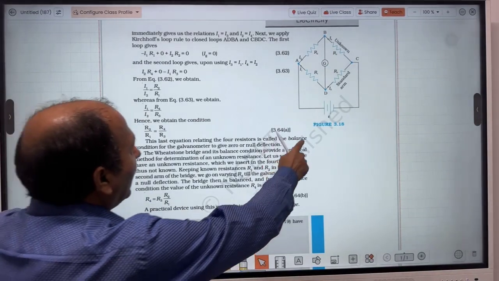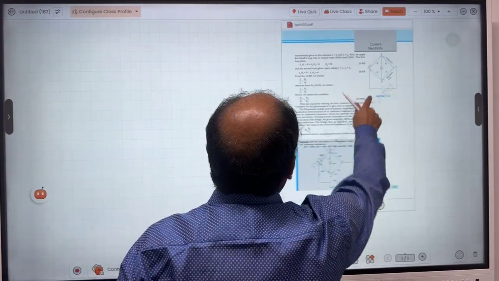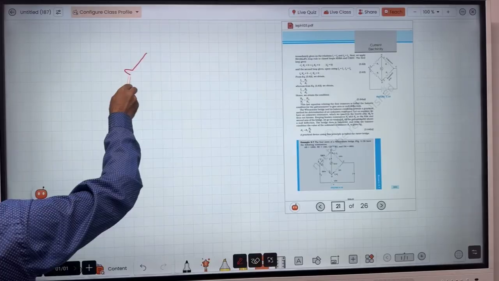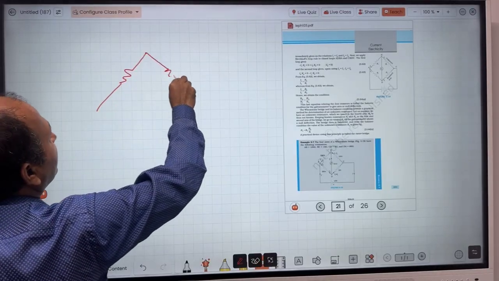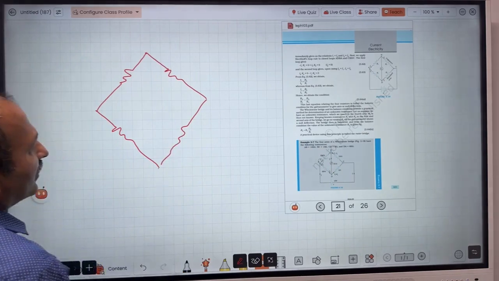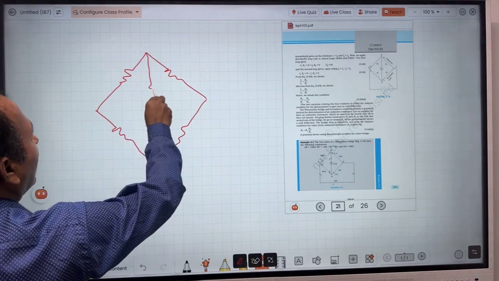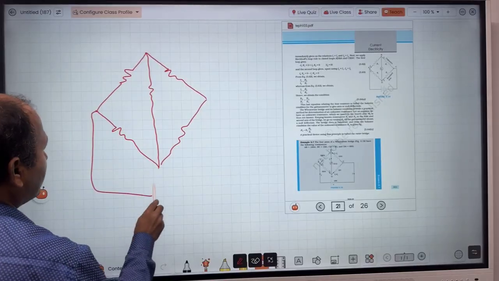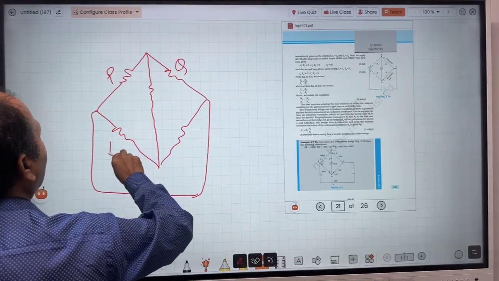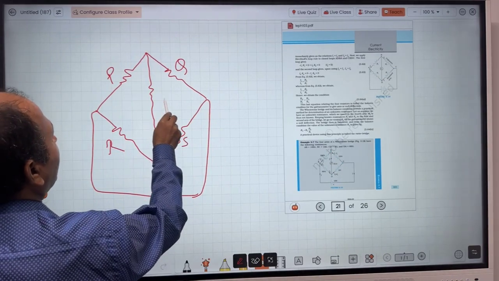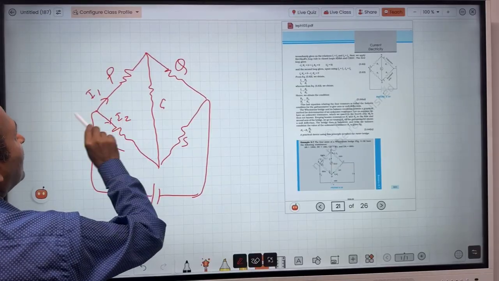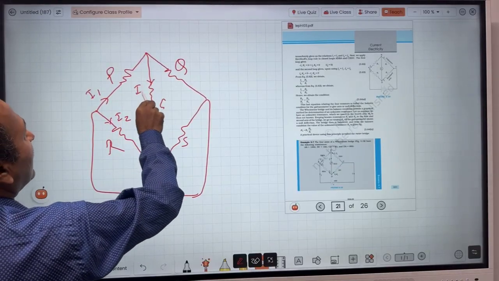So I am drawing the diagram here, so it will be convenient for you. Suppose one resistance is here, another resistance is here, a third resistance is here, a fourth resistance is here, right? And here there is a galvanometer. It is connected through a cell, and let's write this as P, this Q, this is R, and this S, and here this galvanometer with high resistance G. We say this current is I1, this is I2, and here this is Ig.